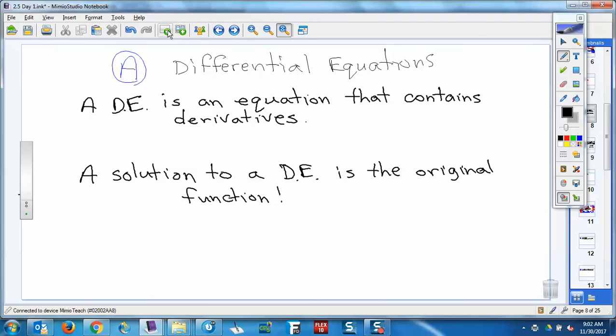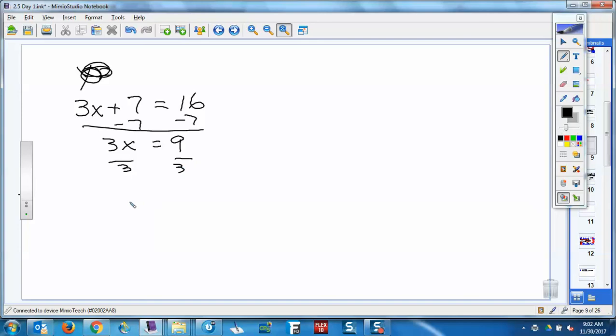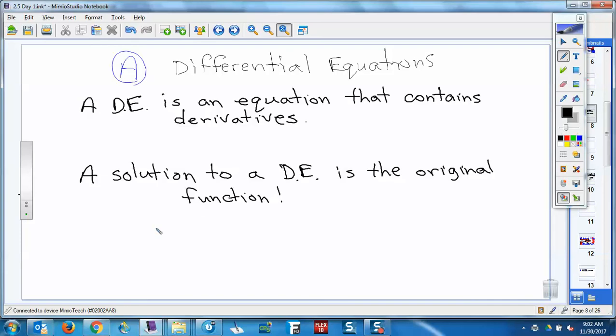We're used to seeing, in a linear equation, in an algebra equation, 3x plus 7 equals 16. We had ways of solving that, right? And that's what you spend most of algebra and trig class doing, learning techniques to solve an equation. And typically we get numeric solutions. Not so with the differential equation. The solution to the differential equation is the original function.